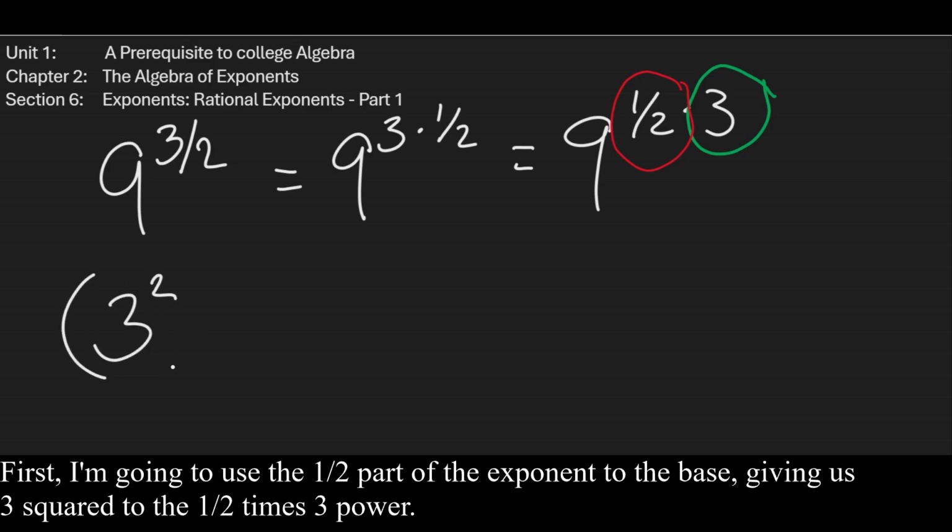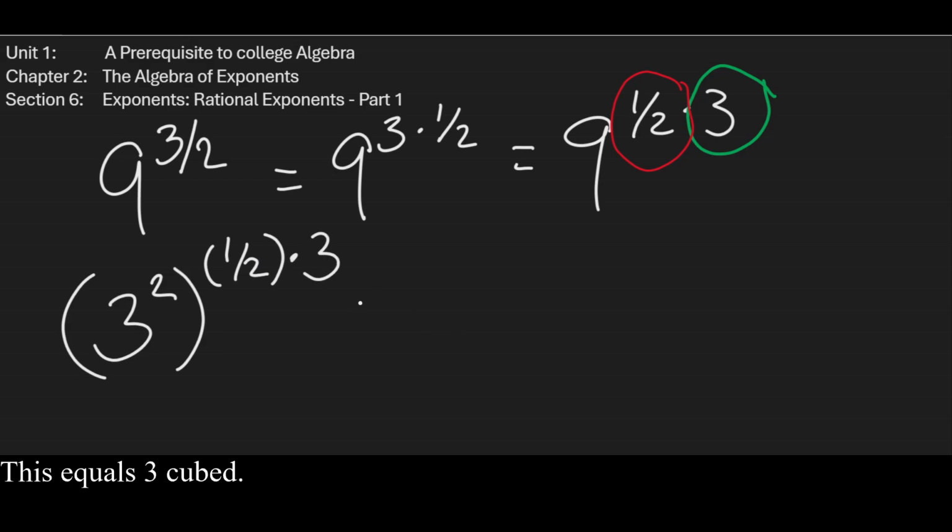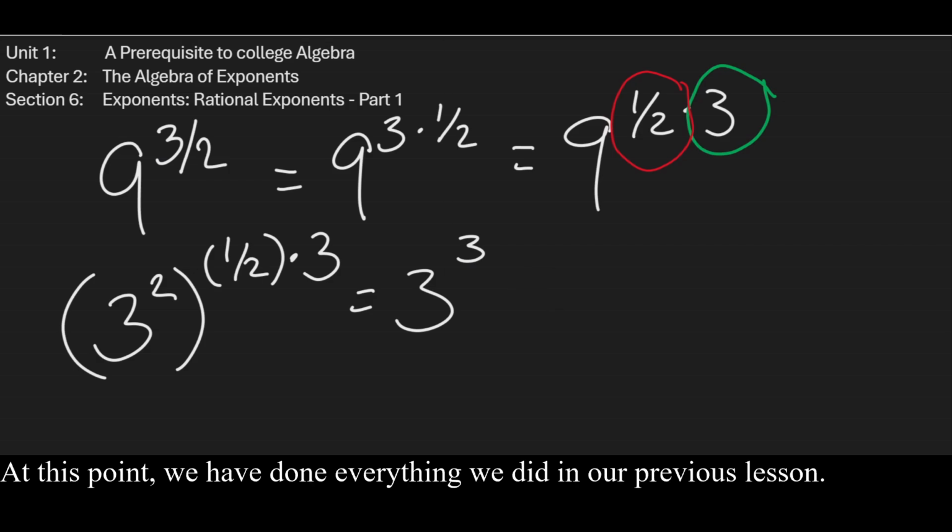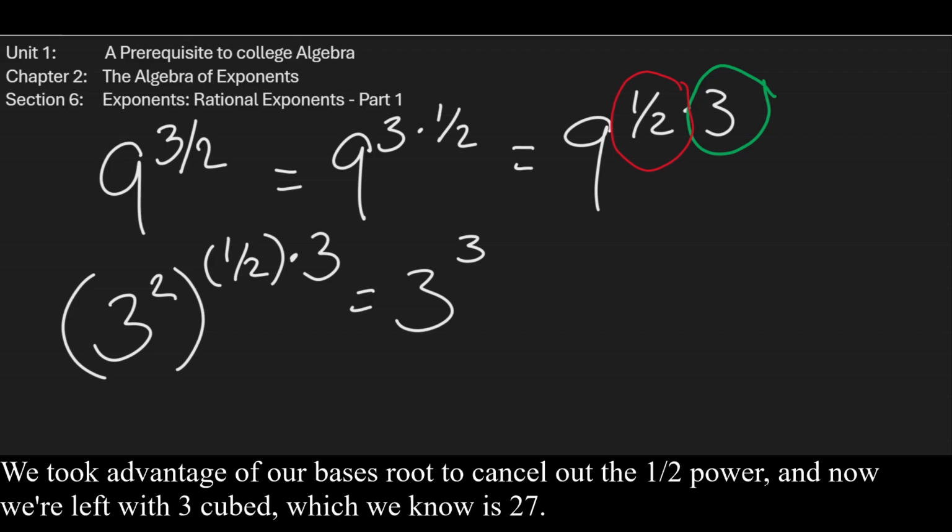3 squared to the 1/2 times 3 power. This equals 3 cubed. At this point, we have done everything we did in our previous lesson. We took advantage of our base's root to cancel out the 1/2 power, and now we are left with 3 cubed, which we know is 27.